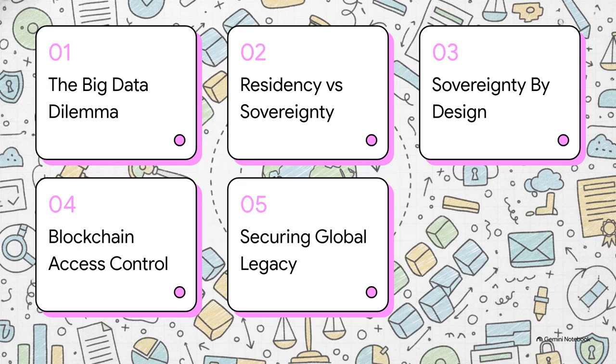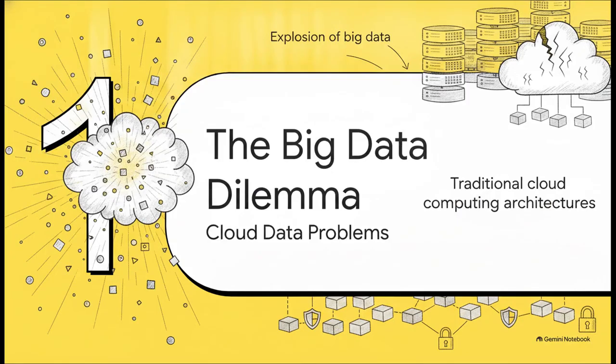Okay, let's jump right in. Here's our mental map for today. We're going to cover the big data dilemma, residency versus sovereignty, sovereignty by design, blockchain access control, and finally, securing your global legacy. So, Section 1, the big data dilemma.